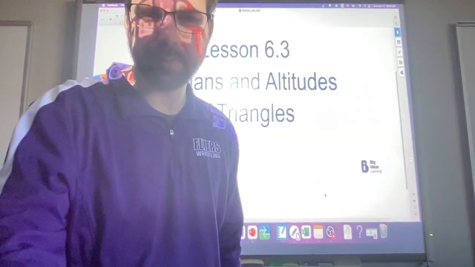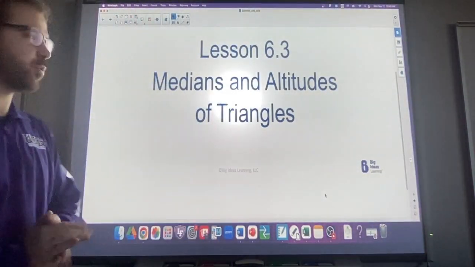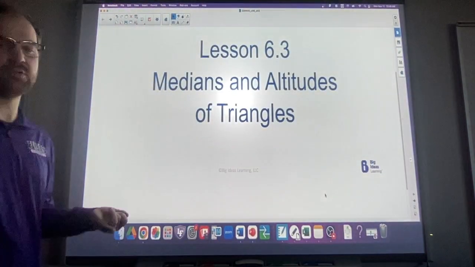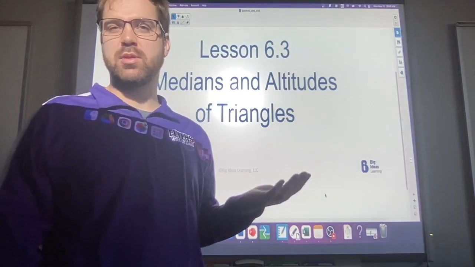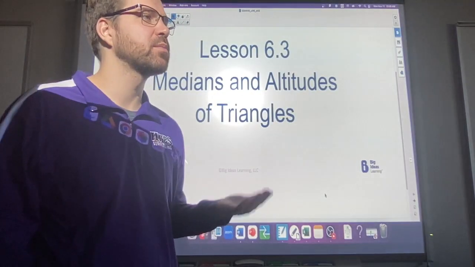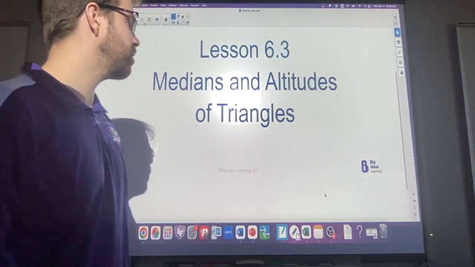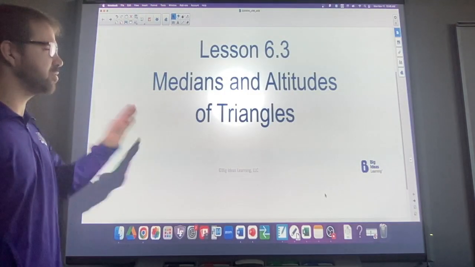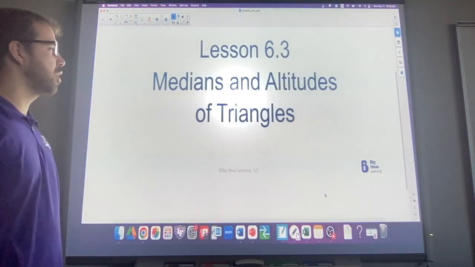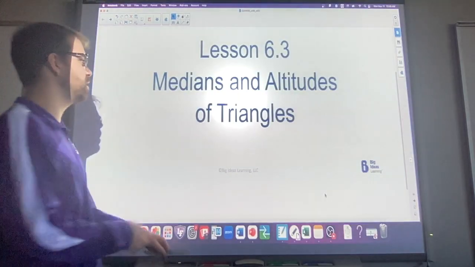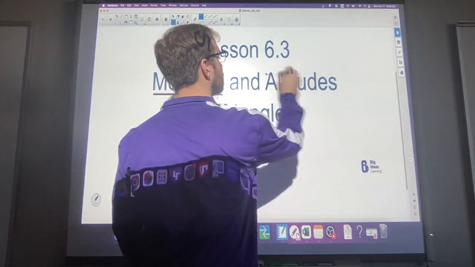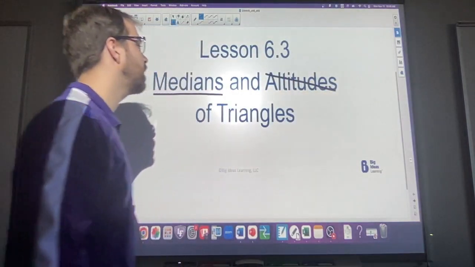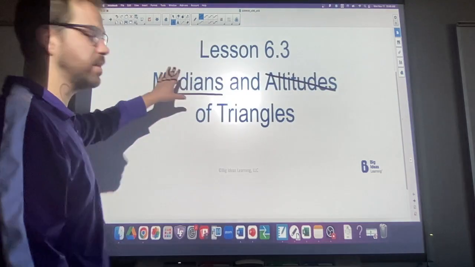We got 6.3. Okay, so 6.3, we're going to do medians and altitudes of a triangle. And I like this one the most because it has some kind of nice properties we can use with triangles. But they're all pretty good, but this is probably my favorite one. All right, so specifically medians. Don't think we're going to do anything with altitudes. Yeah, so we're going to skip the altitudes and we're just going to focus mainly on medians.